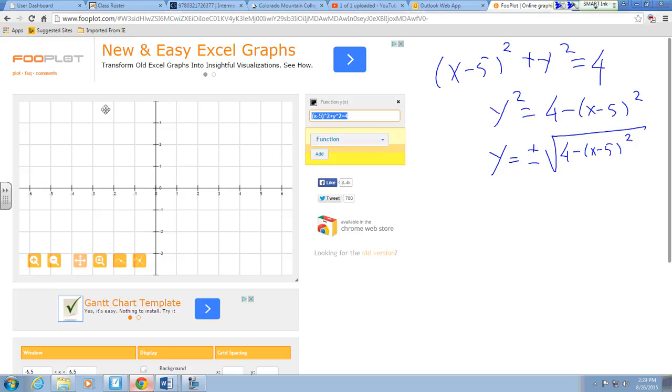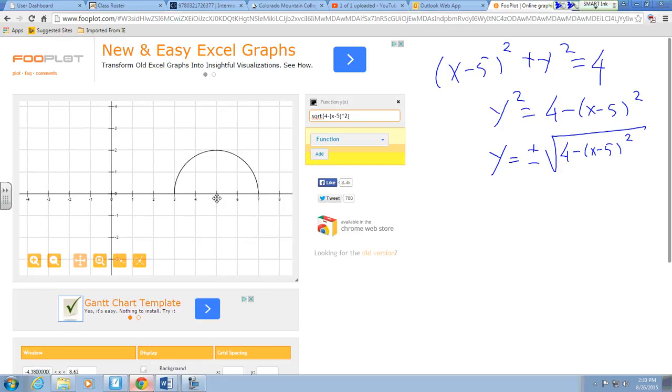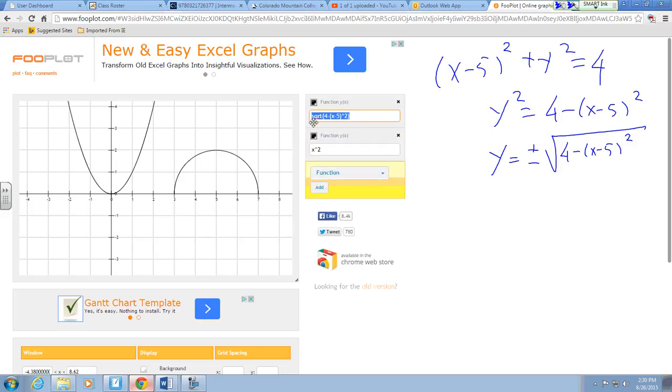Because look, if I just do it like that, if I type in square root of 4 minus x minus 5 squared, hey, you see that? It's a semicircle centered at 5, 0. But I also need another one, so I'm going to type in the same thing, only with a minus. So this is how I can graph a circle, by graphing two separate functions.